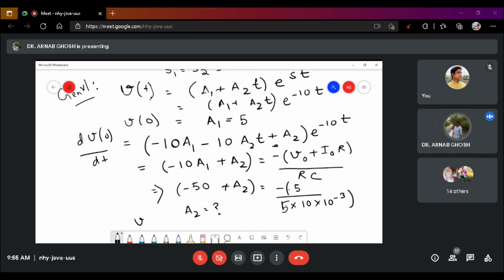Then you substitute the values in this general equation. Just put Vt is equal to (A1 plus A2 t) into e to the power st. So you put all the known values except t. This is your expression for Vt. Clear? If anybody is having any doubt, you can ask me.